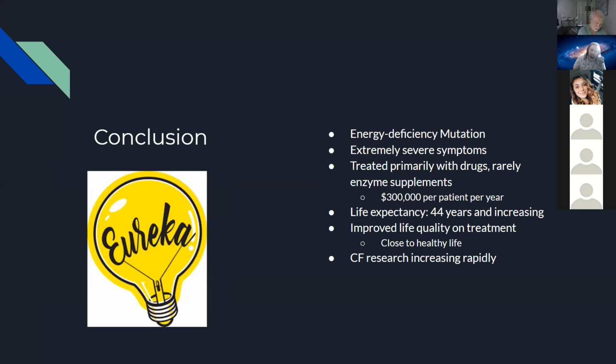Rarely, sometimes you will need enzyme supplements because of their pancreas, but it's very expensive at $300,000 per patient per year. Life expectancy at the moment is just 44 years, but that was found only 3 years ago when Trikafta was just on the rise. So people expect it to be much higher, probably in the 60 or 70 range, with improved life quality, almost close enough to consider a healthy life, and CF research increasing rapidly due to this mutation. Thank you.